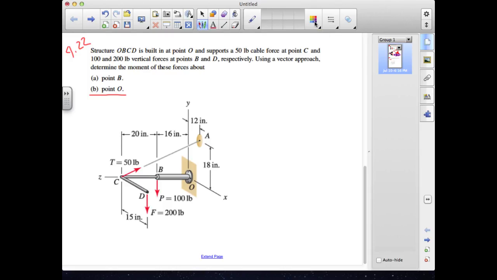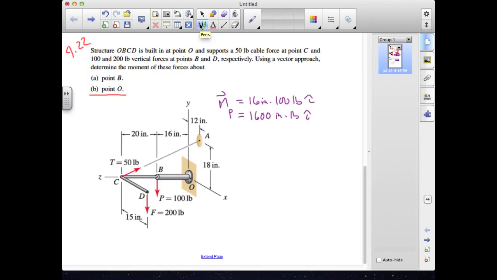The easiest one to deal with of these 3 is P, because the moment arm from O to B lies along the z-axis, and P is obviously in the minus y direction, and we can see from crossing the position vector from O to B into P that we're going to get a resultant moment here that lies along the x-axis. So this is a force which is easily dealt with using a scalar approach, and I'm going to just write it as the moment due to P about O is the moment arm of 16 inches times 100 pounds, and it's going to be in the I direction.